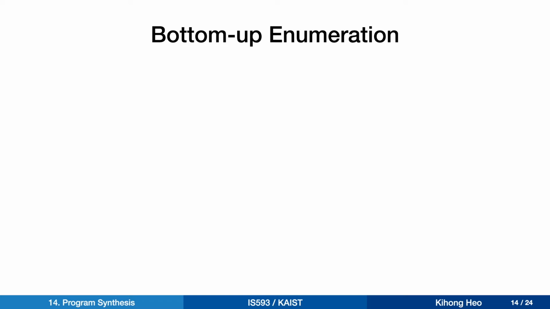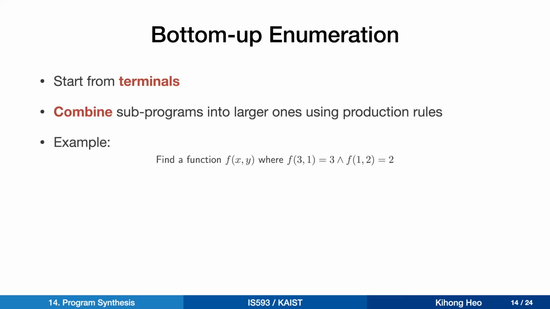Then next, let's talk about bottom-up enumeration, which starts from terminals rather than non-terminals and gradually combines subprograms into larger ones using production rules in the grammar. For example, suppose we use a bottom-up style enumeration algorithm to find the solution of this problem. Find the function f that takes two arguments, again x and y, that satisfy this condition.